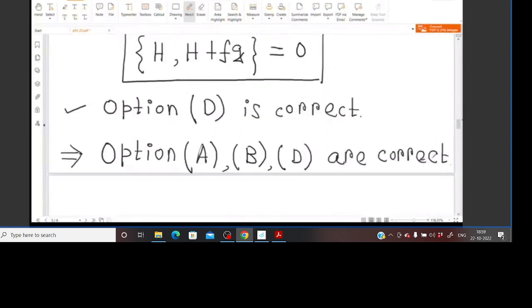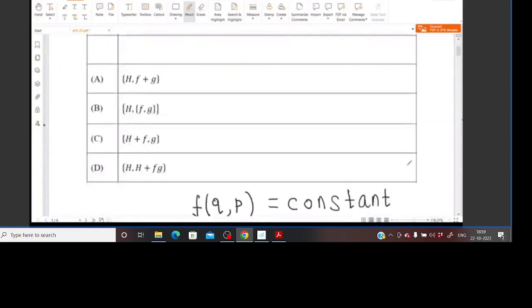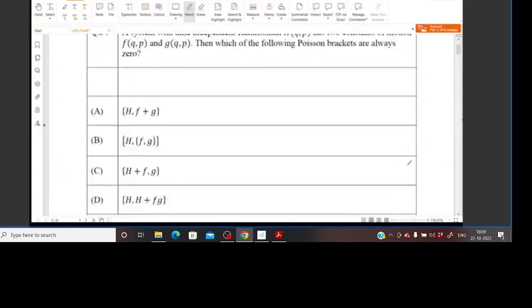So we have found that option A, option B and option D are correct. So in this question, option A, option B and option D are correct.